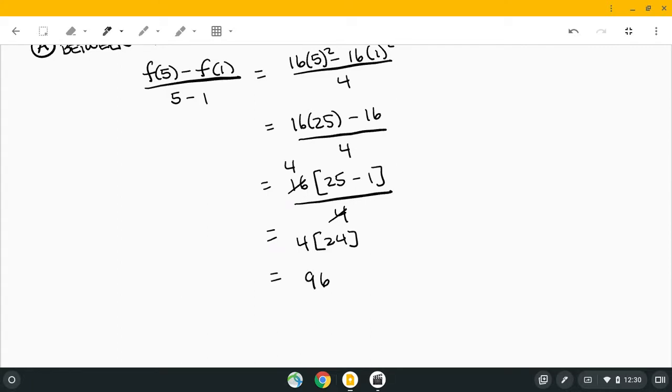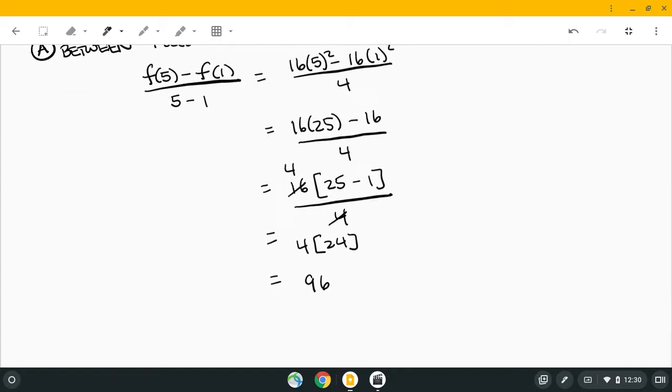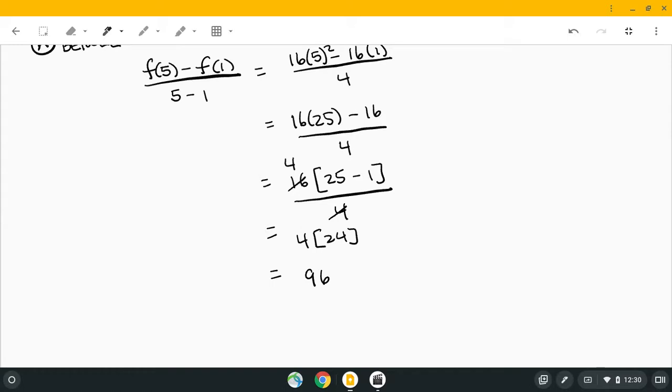Okay, so what this is saying is that the average speed here is 96 feet per second. That's how fast it's falling. 96 feet per second. That's pretty fast.